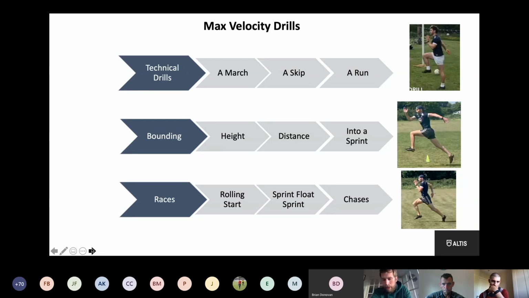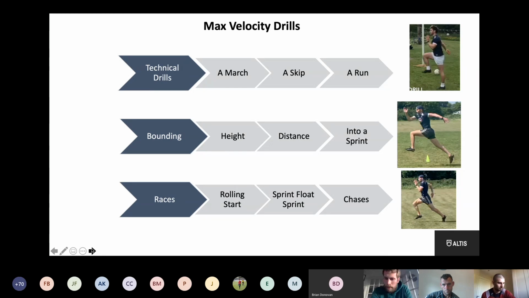again, looking for height, so looking for vertical, and then a small bit of horizontal as well. And then you're moving into your races, so your different starts, just like games. You could be in a jog into a sprint. One I like is the sprint float sprint. So you're sprinting for 20, 30 meters, holding a constant pace, then taking it down to a lesser pace, and then picking it up again. And then your chases are obviously your forward versus back, who can get there quicker.